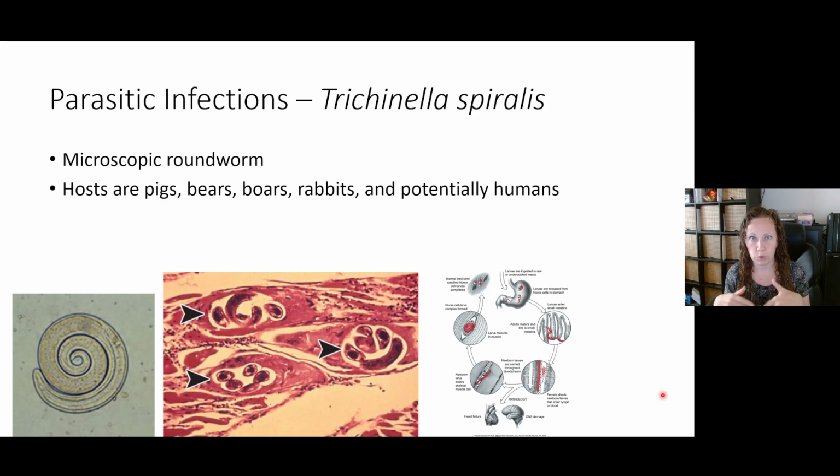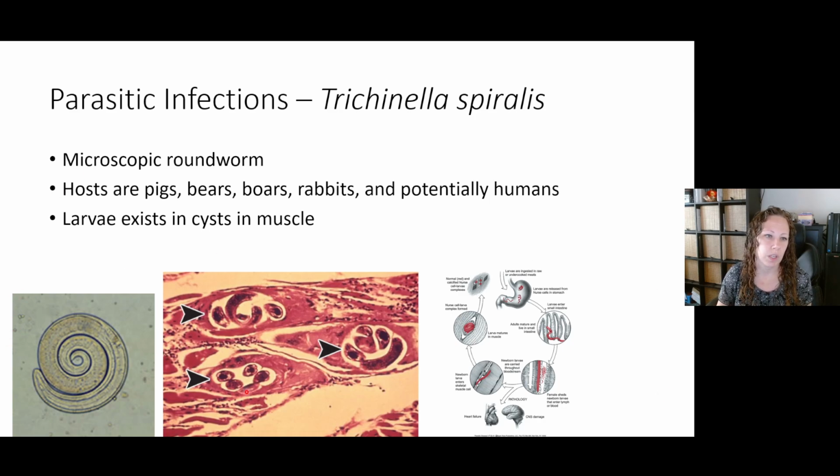And so pigs, they root around a lot in the ground, and that is how they get that. Bears also dig things in the ground. Rabbits are very close to the ground and like eating roots and things. And then potentially humans because we're consuming one of these host animals. So the larvae, so you consume it, and then the worm will put cysts in your muscle, and it's painful.